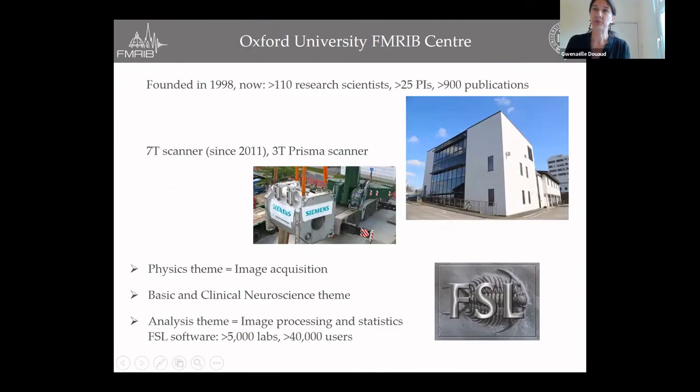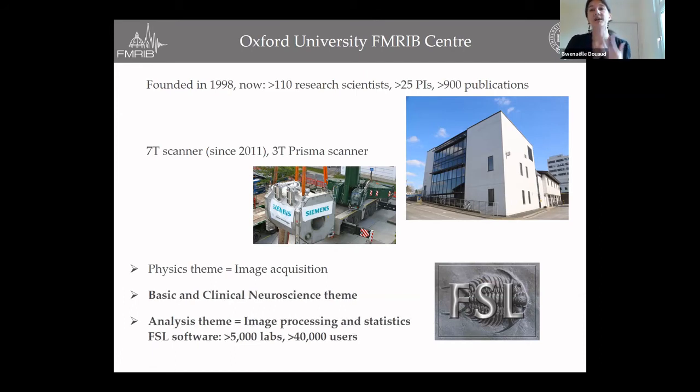A bit of context: I'm from the FMRIB Centre, which is part of the bigger Wellcome Trust Centre for Integrative Neuroimaging. FMRIB was founded more than 20 years ago, and it boasts two scanners, a seven Tesla scanner and a 3T scanner. It has three themes: the physics theme, which deals with image acquisition, a basic and clinical neuroscience theme, and an analysis theme dealing with image processing and statistics. We also developed the FSL software, one of the most used brain imaging software packages in the world. My group has a unique position sitting between these last two themes, probably because of my background.